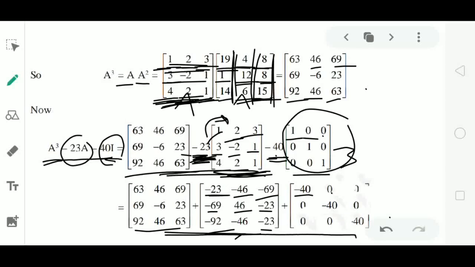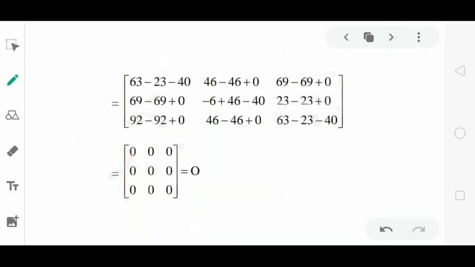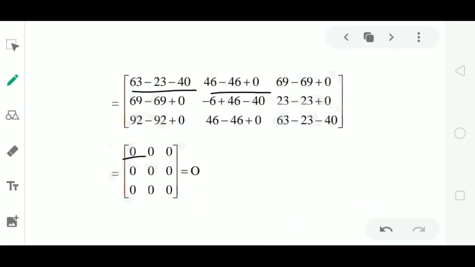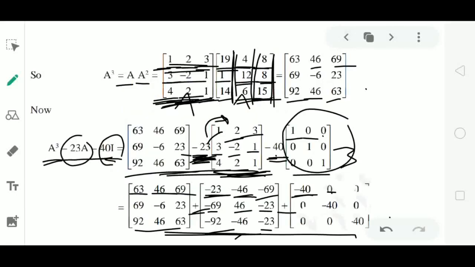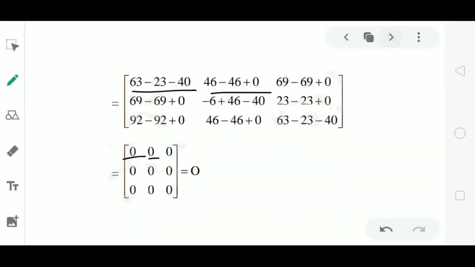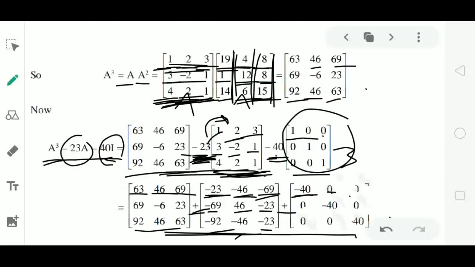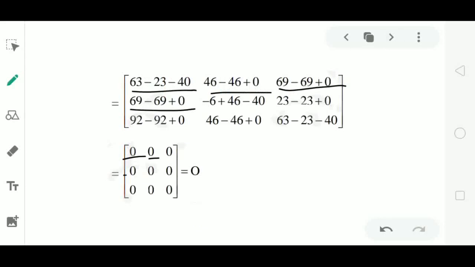Now let us add these three matrices. That is, we add the corresponding elements of all these three matrices. 63 plus of minus 23 plus of minus 40 is 0. 63 minus 23 minus 40 is 0. 46 plus of minus 46 plus 0, that is 46 minus 46 plus 0 is 0. 69 plus of minus 69 plus 0. 69 minus 69 plus 0 is 0. 69 plus of minus 69 plus 0, 69 minus 69 plus 0 is 0.